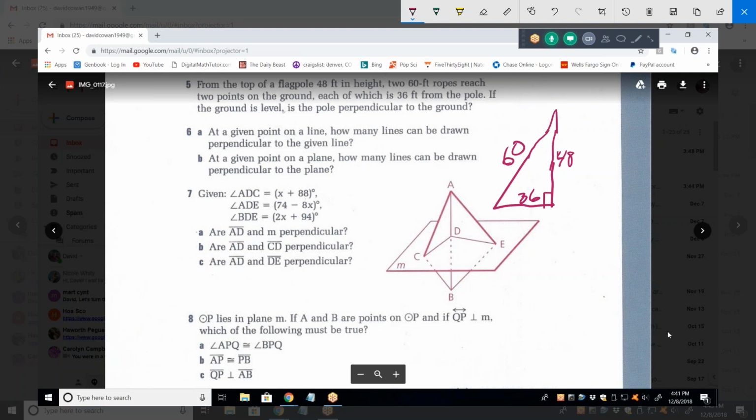Okay? Now, they didn't say that this is all in the same plane. It says the ground is level. So let's draw this one in a little different plane, like this. Well, we know that's 36. We know that's 60. That's still 48. Is that a right triangle? Yes. Okay. Because all we really needed was that one. That proves that the... Oh, no, it doesn't. No.